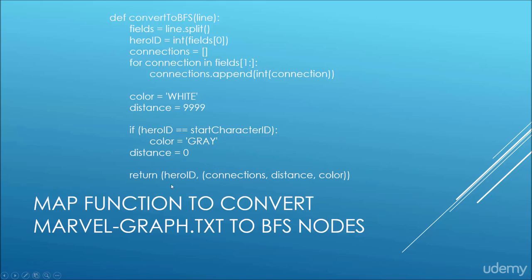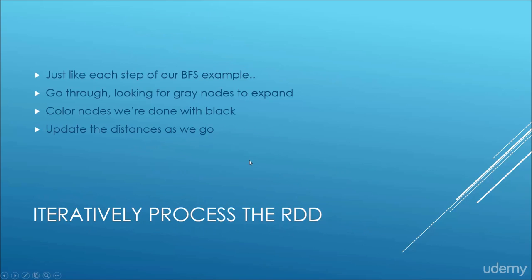And again, our final output will be the hero ID as the key, and the value will be a list of connections. Remember, this is actually a list, the distance, and the color. And then we're going to go through the entire graph multiple times. So we're going to do this as many times as it takes to find the other character that we're interested in. So we want to find the degrees of separation between 2 given characters.